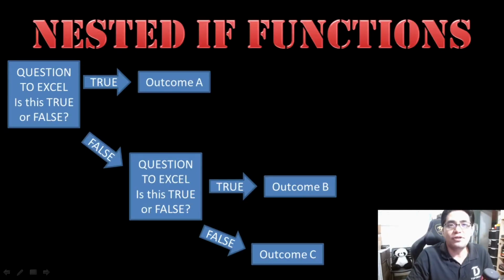For this next example, let's try out this particular structure of logical tests. So you have here the first logical test, which we have Microsoft Excel evaluate. If it is true, proceed to outcome A. If it is false, then proceed to another logical test and then evaluate that as true, which will turn out to be the next outcome, and then false, which will turn out to be another outcome.